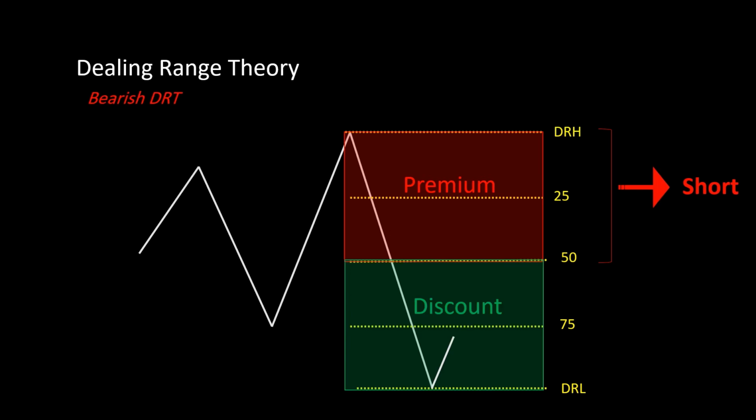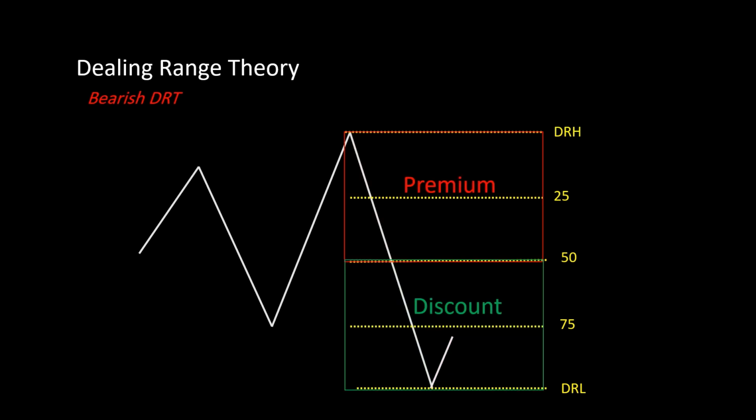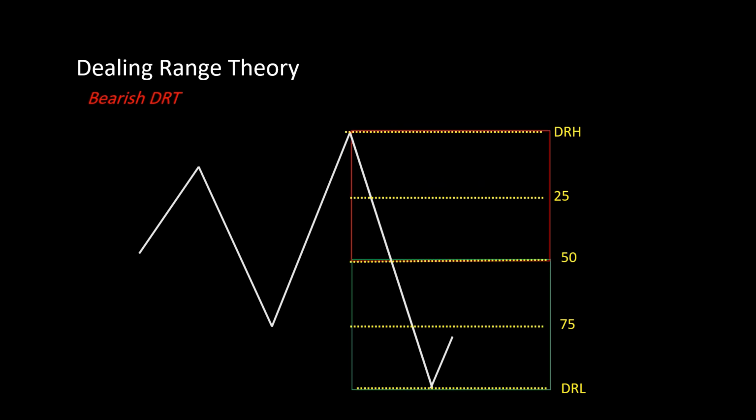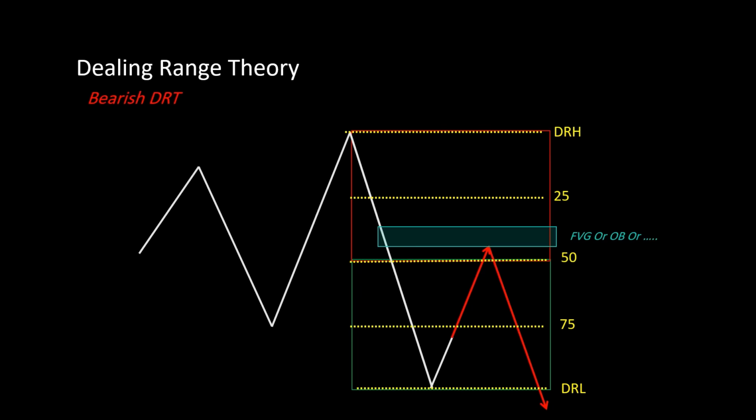If you're still getting used to these concepts, one practical approach is to wait until price reaches above the 50 DRT level, then start looking for signs of imbalance, such as a fair value gap, or any price delivery reference to the left of the chart. That's where setups often unfold.